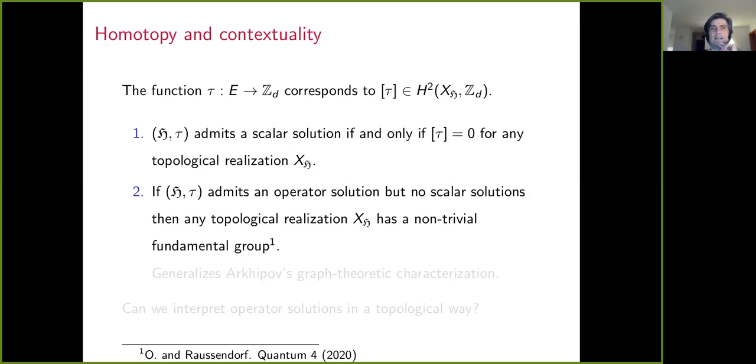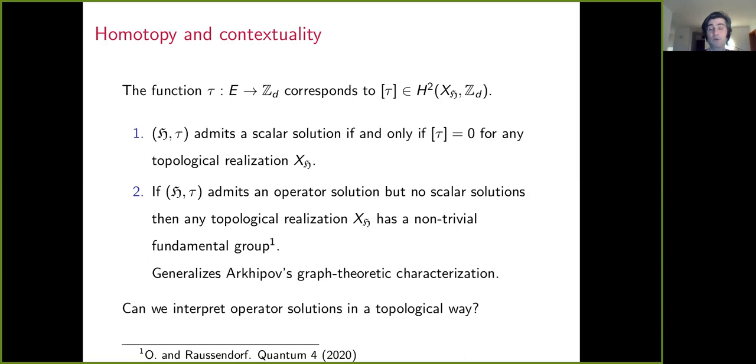So it's more general, and the idea behind this theorem was to generalize Archipov's graph theoretic characterization of contextuality for d equal to 2, which only applies to certain hypergraphs. So this generalizes in one direction. We only have a characterization in one direction: contextuality implies non-triviality of the fundamental group. The inverse implication is open. So then you might say something in the reverse direction. Archipov's characterization is restricted, but it gives you an if and only if statement instead of an if statement.